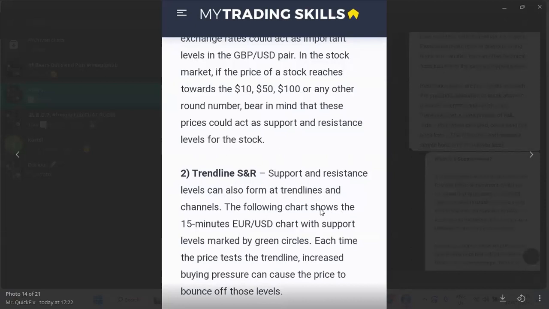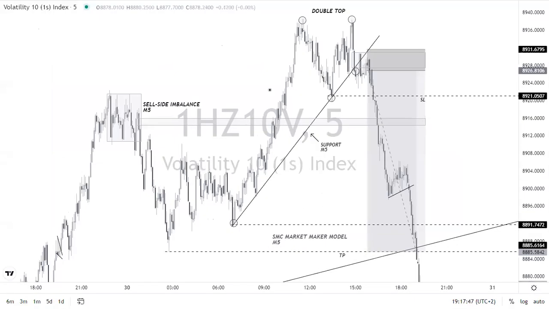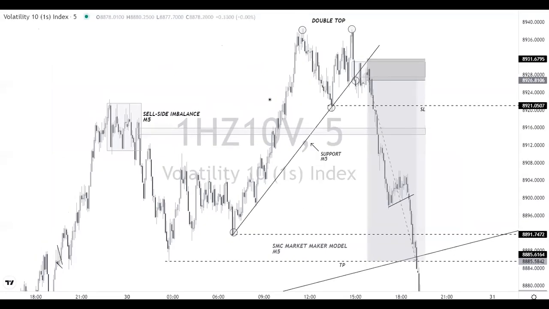The following chart shows the 15 minutes, which in my case would be the VIX 10 chart, with support levels marked by the green lines, which should be on my chart, or the black lines in actual fact. So let me just share my screen on that one, just to give an example of basic highs and lows. This was a trade taken on VIX 10 not so long ago. If anything, take profit was hit.